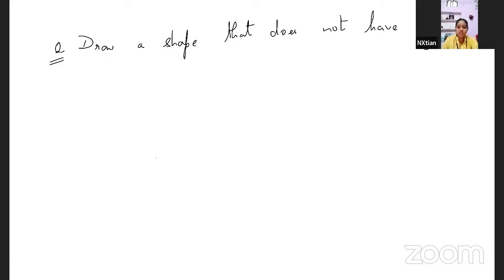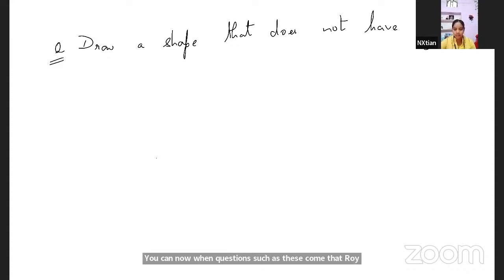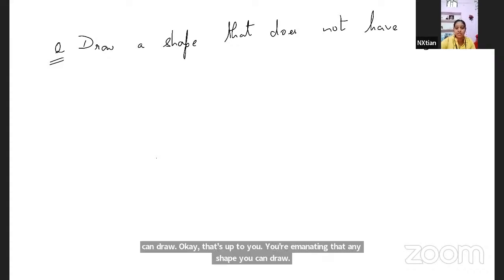Yes, Edric. When questions such as these come, draw a shape that does not have symmetry, you can draw any shape, okay? Any irregular shape you can draw. That's up to you, your imagination. Any shape you can draw that does not have symmetry, but make sure that it is irregular.